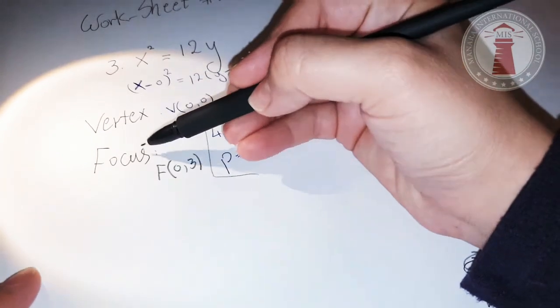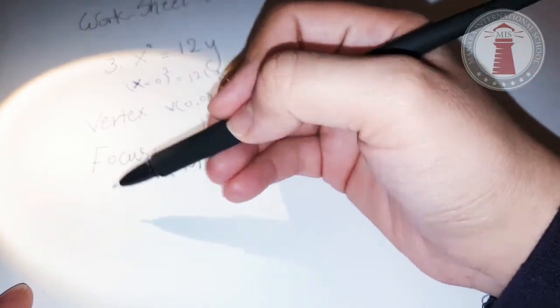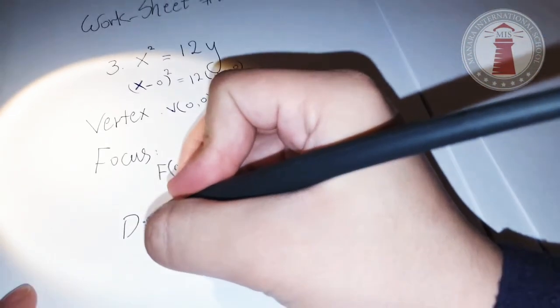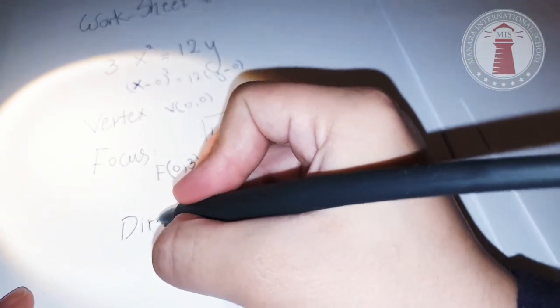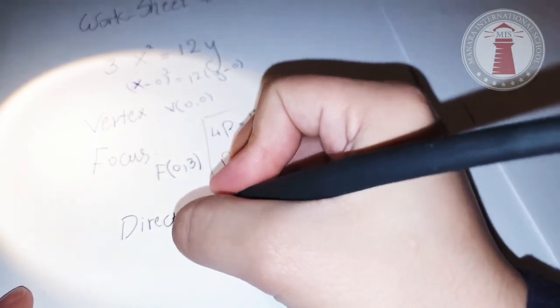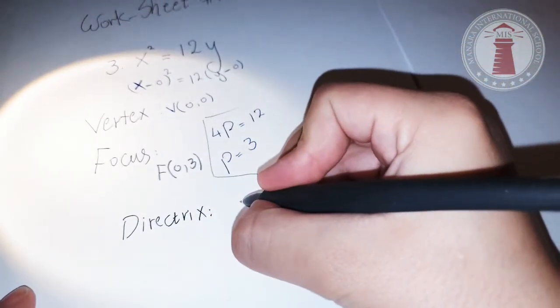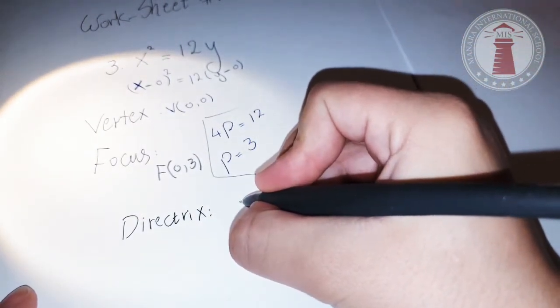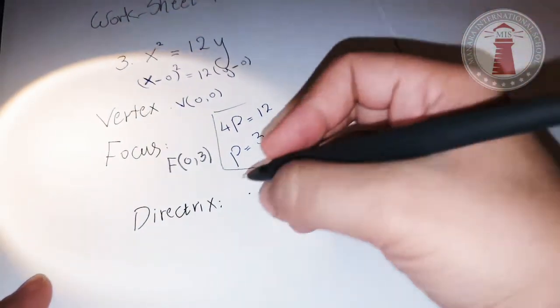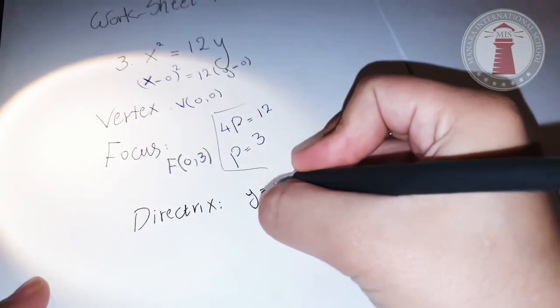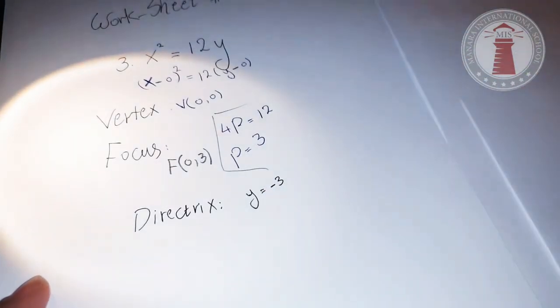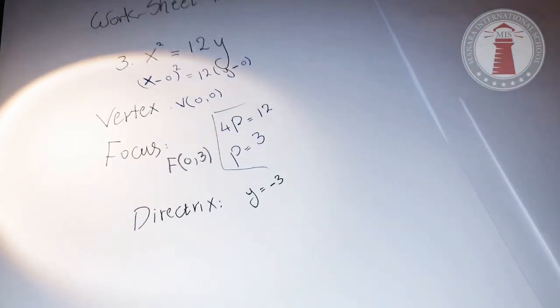Okay, we found the vertex, we found the focus, we want the directrix right here. The directrix we write as a linear equation, which is y equals -3, which is negative p, because p is up, which is the focus. We went down like we showed in the graph, so it's y equals -3.